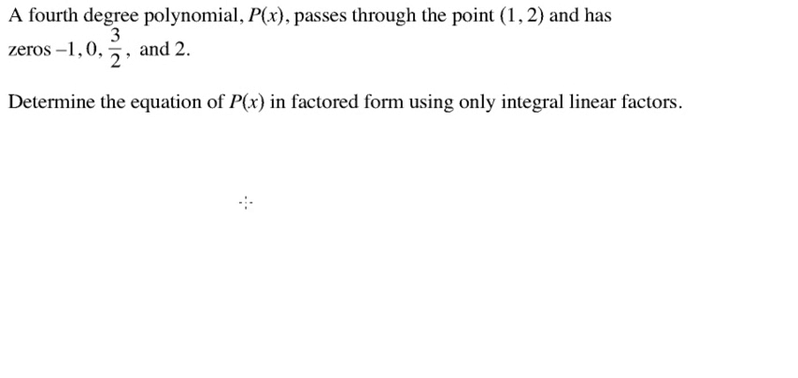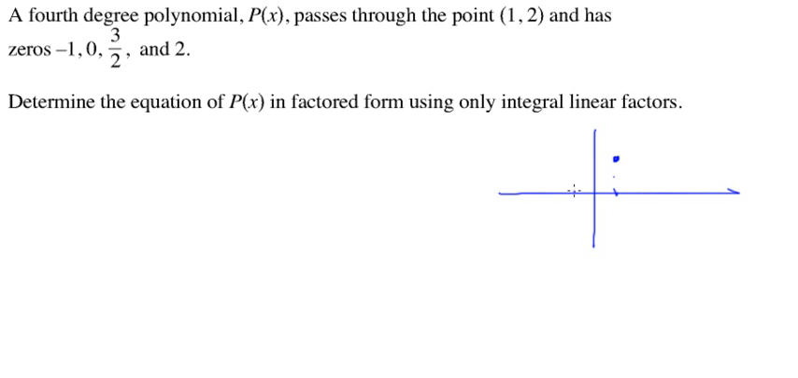Okay, a fourth degree polynomial passes through a point and has a bunch of zeros. Determine the equation in factored form using only integral linear factors. Okay. I'm going to do a very rough sketch of this first just to make sure we understand what's going on. This polynomial goes through (1, 2).